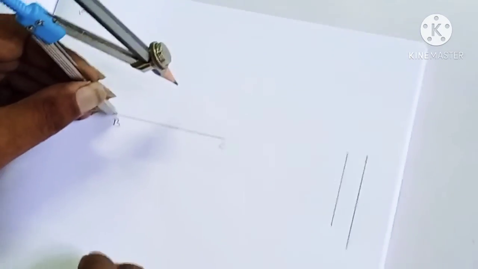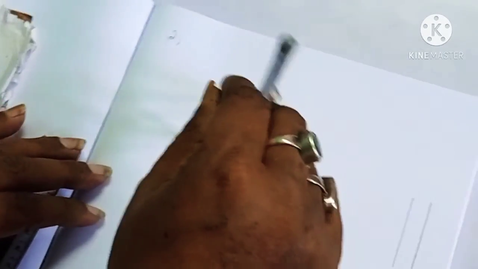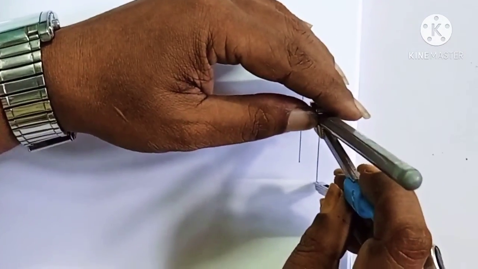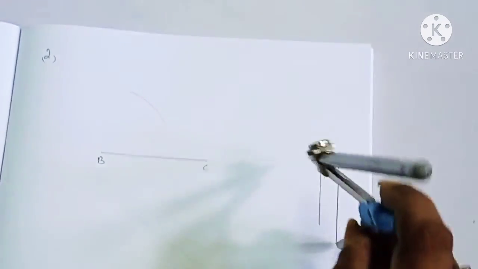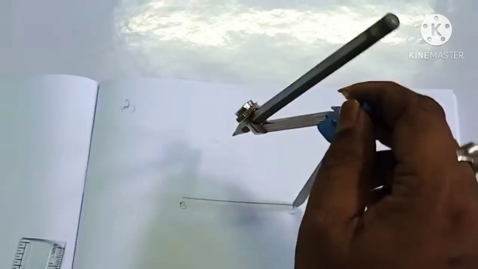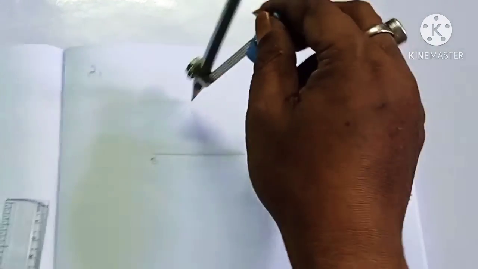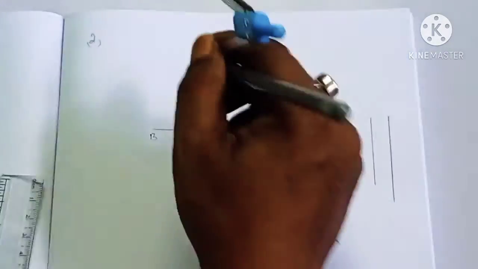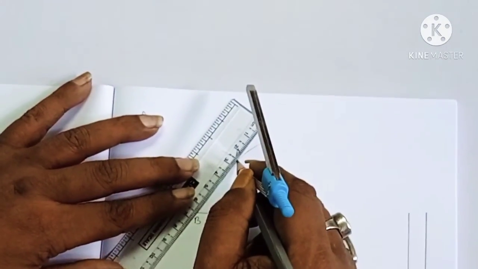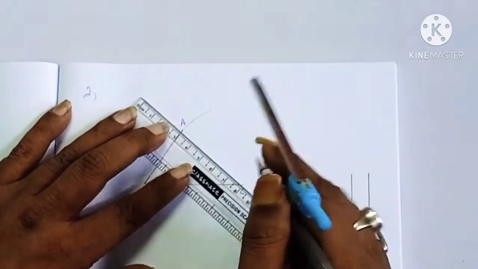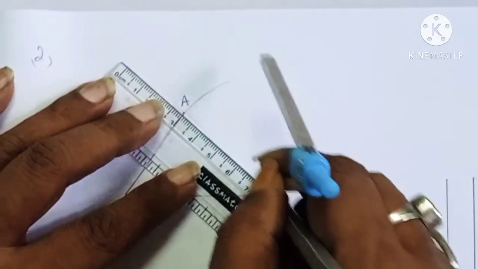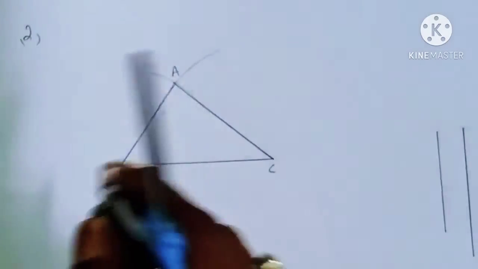I draw an arc of radius 4 cm. Taking C as the point, I am drawing another arc of radius 5 cm which cuts the previous arc at point A. Now AB and AC are joined. So this is the required triangle.